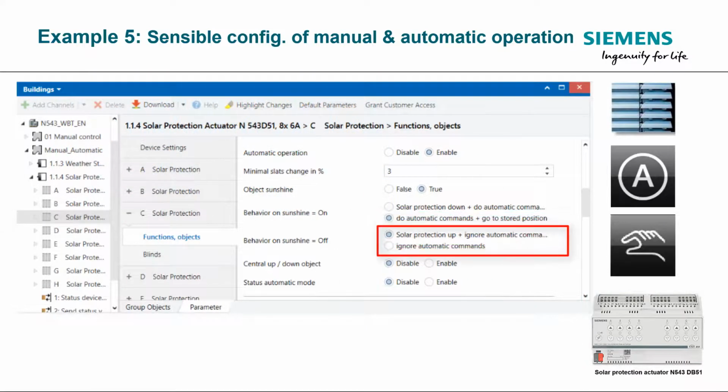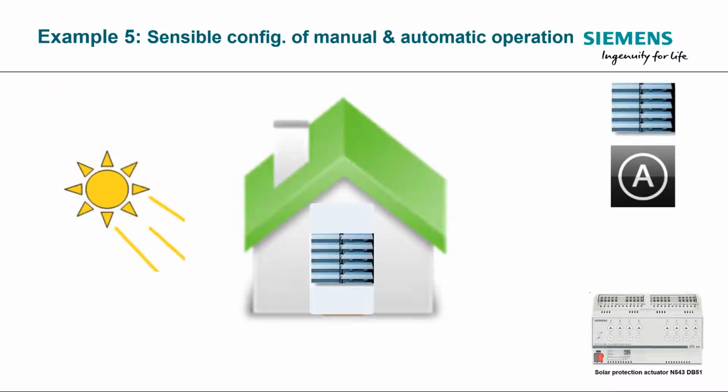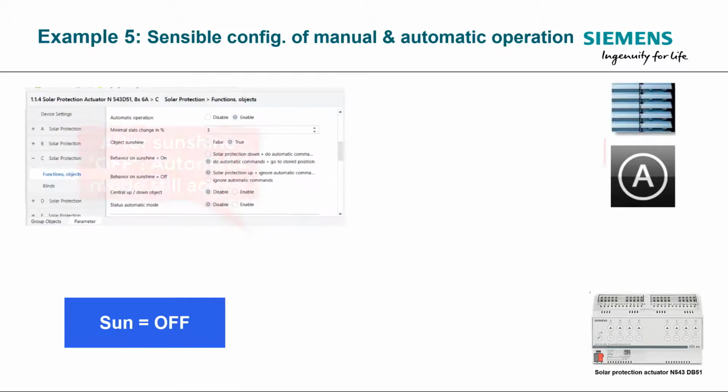Also, for the opposite case, sunshine off, there are two options. Either ignore automatic commands or the same function plus move up. The latter is necessary if there are no further controls for the actuator after the sun has disappeared, but the blinds should not remain in whichever position. By the way, sunshine off does not end the automatic mode.